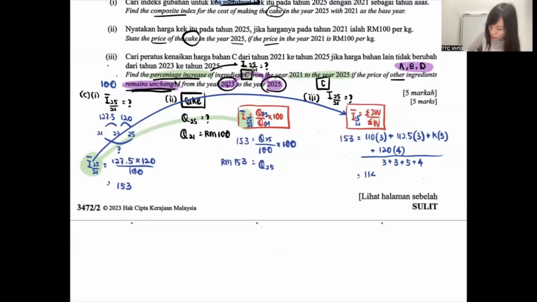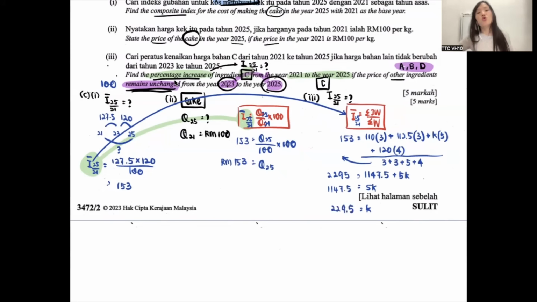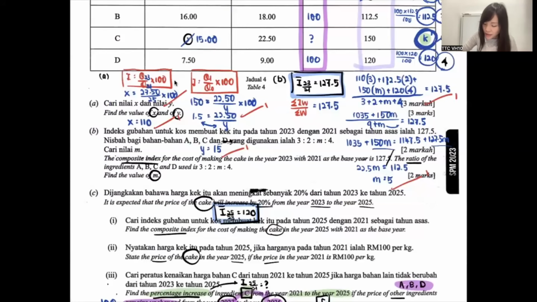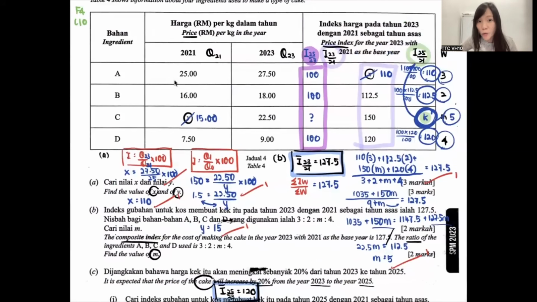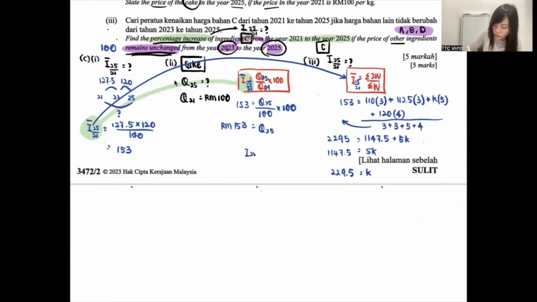Are you guys getting 1147.5 plus 5K? Then the bottom one, I move it over. 3 plus 3 plus 5 plus 4 times 153. Are you guys getting 2295? So plus 1147.5, move it over, minus. So the K answer times 5, move it over, divide by 5. Do you guys get 229.5? So that means, guys, the K exactly is the price index for 25 over 21. So isn't it the I 25 over 21 is actually 229.5.